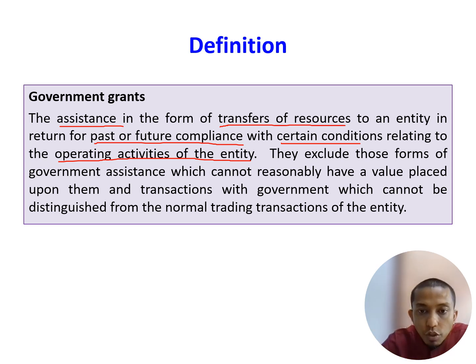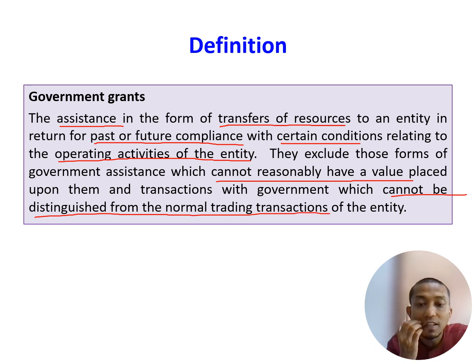So that excludes those forms of government assistance which cannot reasonably have value placed upon them, and transactions with government which cannot be distinguished from the normal trading transactions of the entity. If government purchases from you in a normal transaction, it's not grant, right? So grant is a gift from government, but in return we need to fulfill a certain condition. It's not a free gift, not like hadiah from government. It's hadiah, but in order to earn the hadiah, we need to do something.